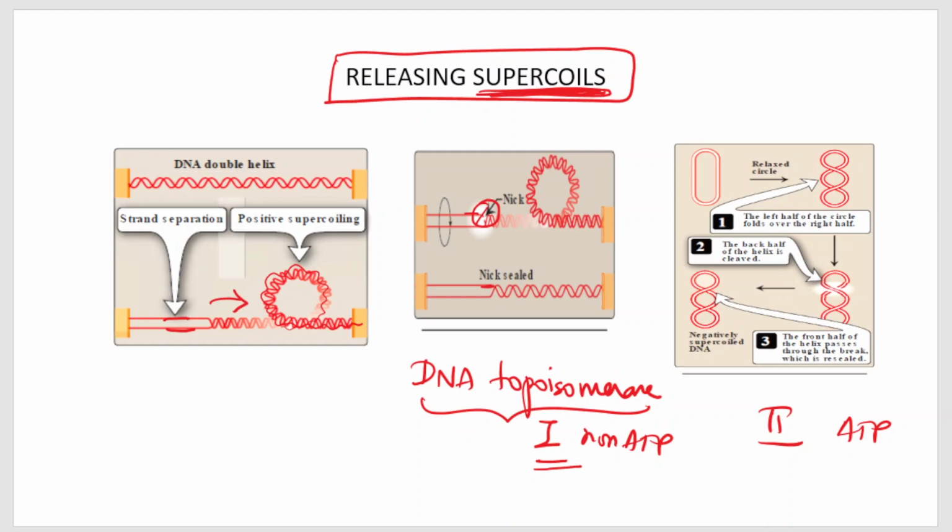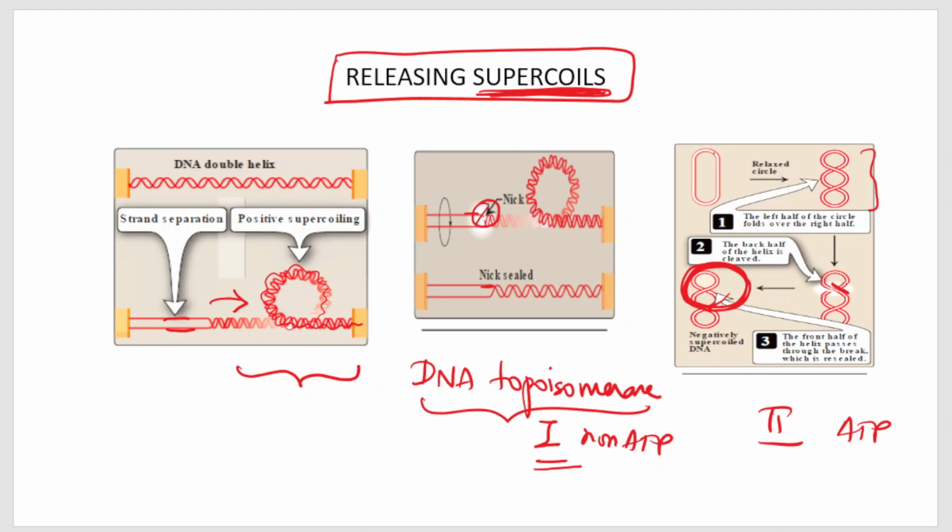Now type 2, what is happening? This is a circular DNA which is found in the prokaryotes, right? Now there is a positive supercoil. It forms nicks along both strands of the DNA and a negative supercoil is created. So when a positive supercoil occurs, this negative supercoil can relieve those positive supercoils. Are you able to understand? This is what is done by the type 2 topoisomerase.